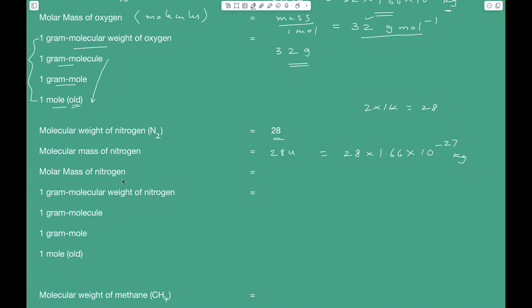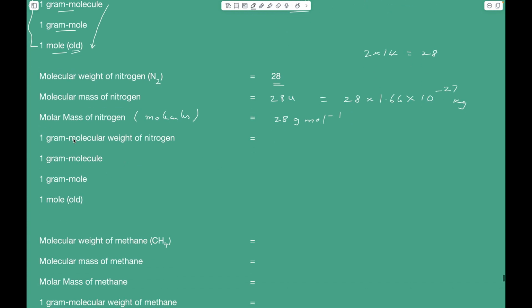Then what is the molar mass of nitrogen? Again, it is mass per 1 mole of nitrogen, and 1 mole of nitrogen, if it is composed of nitrogen molecules, contains an Avogadro's number of nitrogen molecules. Then the molar mass of nitrogen, when it is composed of molecules, would be its molecular weight in grams per mole.